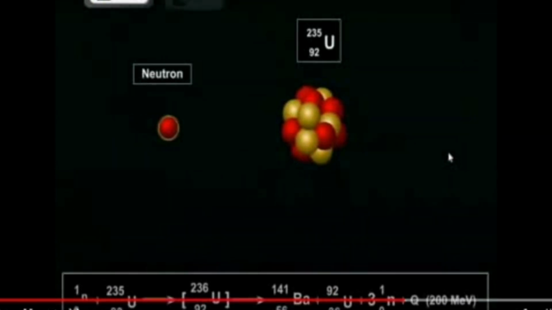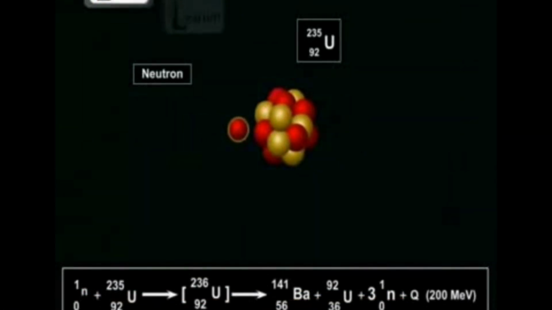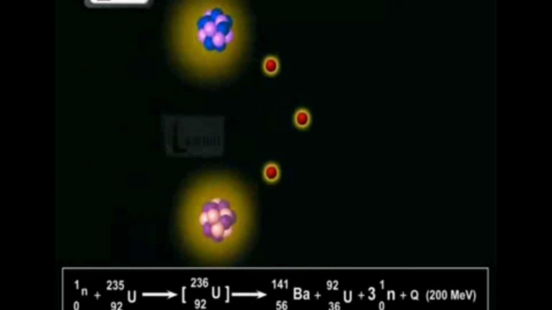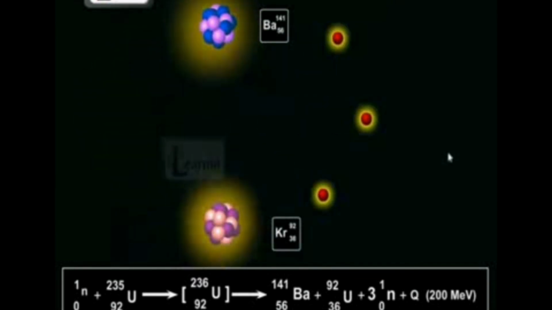So the equation is: neutron plus uranium 235 gives uranium 236, then barium and krypton plus 3 neutrons, and it releases 200 mega electron volts. So a neutron impacts uranium 235 and it becomes 236. It is unstable, so it makes two elements plus 3 neutrons.